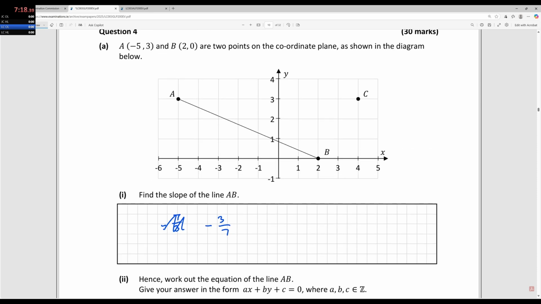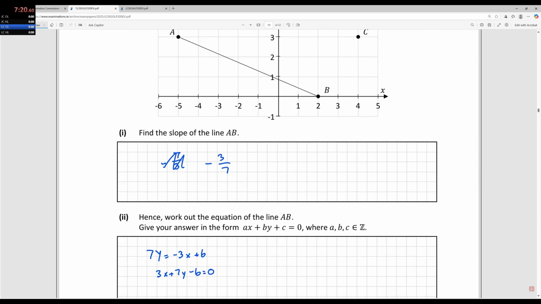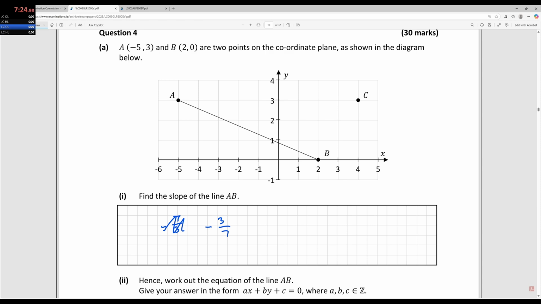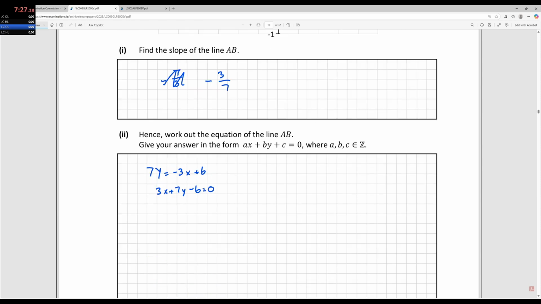I think that's right. 2 and 0. You put the 0 in for y. Y minus y1 would just be y. Y multiplied by the 7 is 7y. You'd multiply the minus 3 by x minus 2. Yeah.